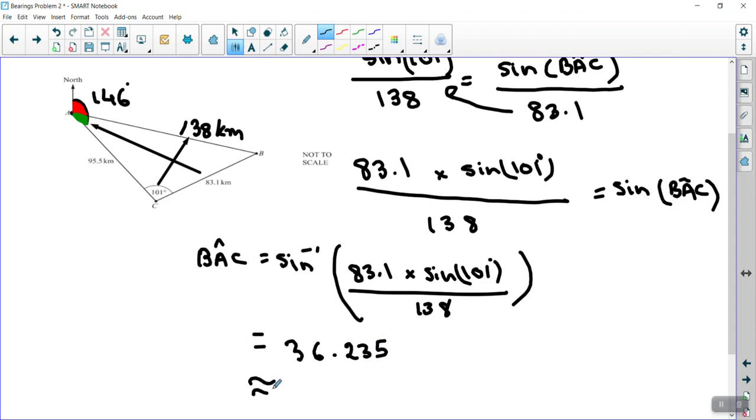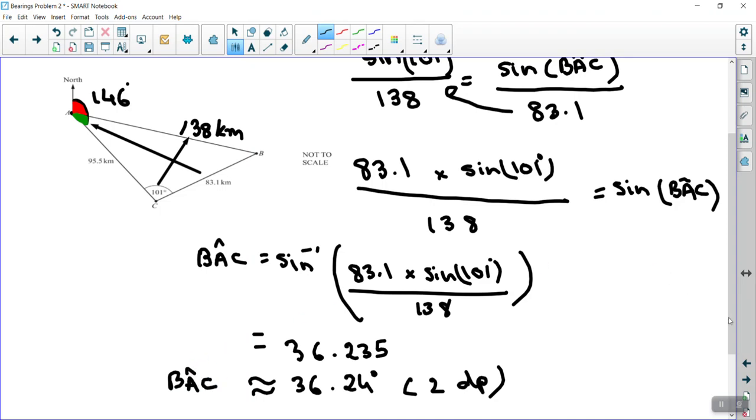If you round it to 2 decimal places, depending on if something is mentioned, but it's an angle, so we round it to 2 dp. If it's a distance and nothing's mentioned, we round it to 3 sf. So here we'll go 36.24 degrees, right? If you're rounding it to 3 sf, it would be 36.2. So this, I have rounded it to 2 decimal places, right? So that is my angle BAC.